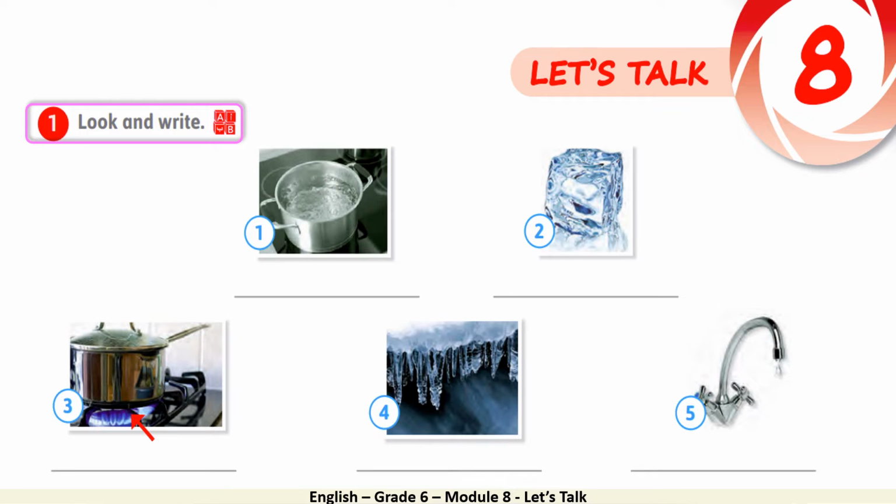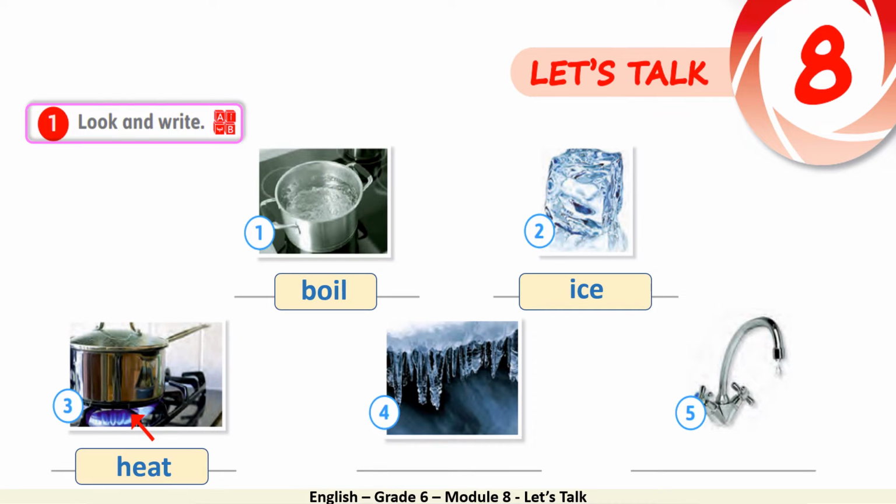And here we are boiling the water. Very good. The word is boil. Number 2. Excellent. This is a piece of ice. Ice. Number 3. Look at the red arrow. Yes, very good. We are heating the water and the word is heat. Number 4. Great job. Freeze. Last one, number 5. This is a tap. Excellent. Thank you very much.